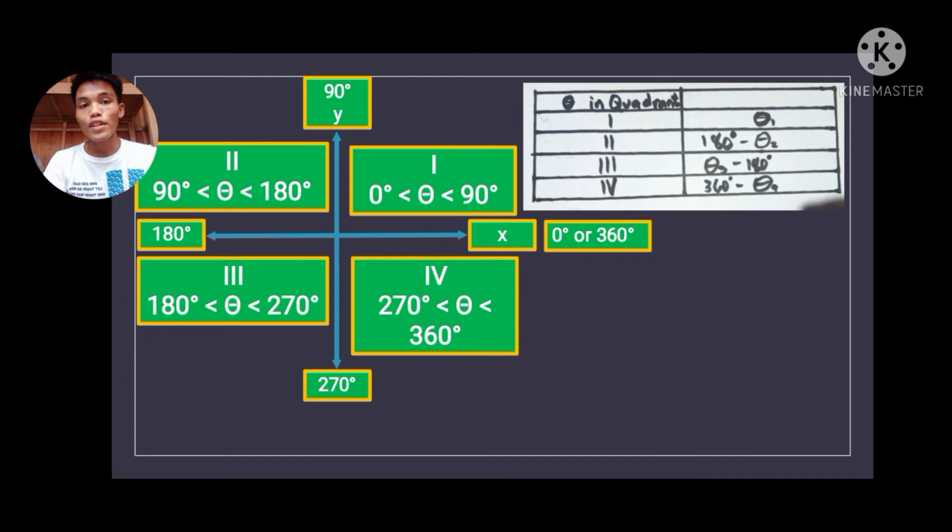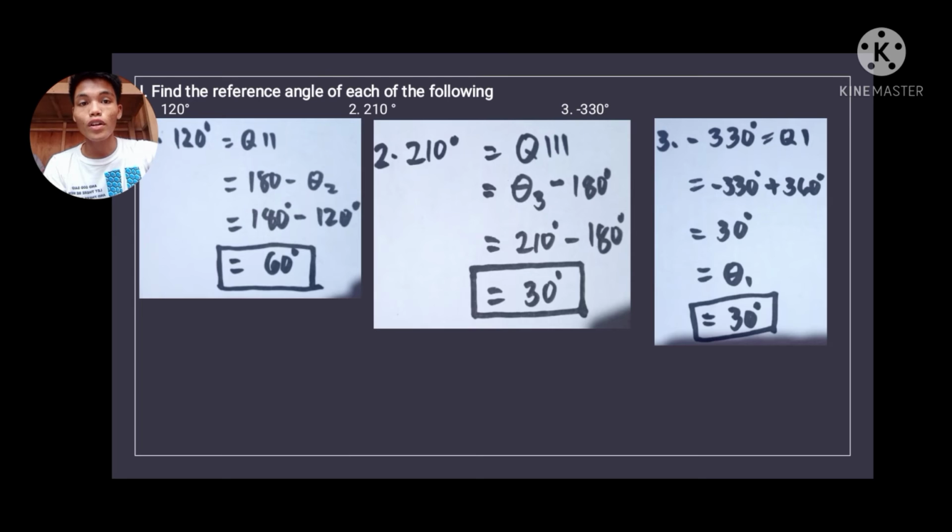So, let's have the actual examples of how we are going to find the reference angle of each of the following. Number 1, 120 degrees. How are we going to find if it belongs in quadrant 2?